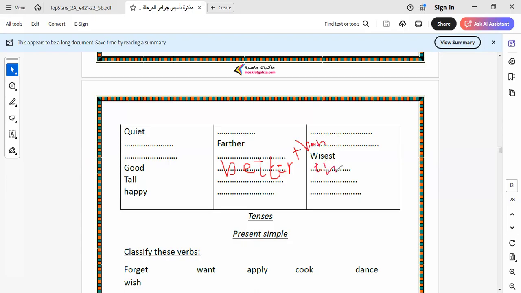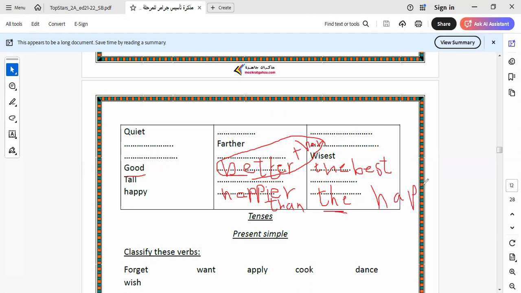Okay. Here is better than. I'm sorry, the line is out of the column, but it belongs in this column. Here is the best. Happier than, it will be here: happier than, the happiest. The happiest. I would like to say that before the superlative form, we use the: the happiest. Let's continue the rest of the items.